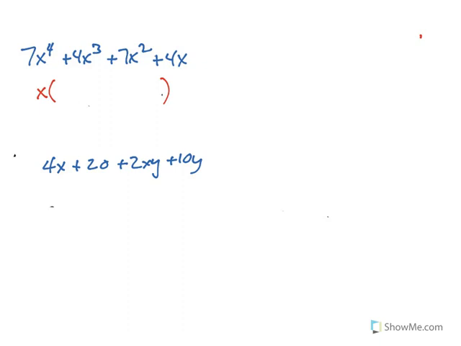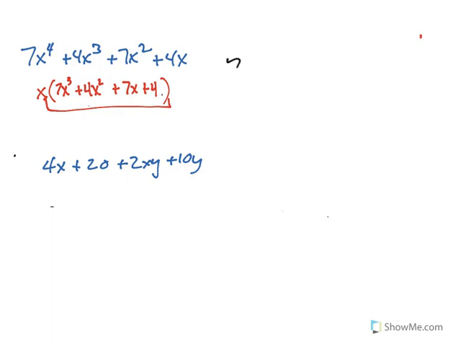When we factor that x out, we would have what left? Seven x to the third plus 4x squared plus 7x plus 4. Okay? So that's what we have left when we factor out the greatest common factor. But you still have to factor by grouping. So you still have to take what's left here and finish the problem.